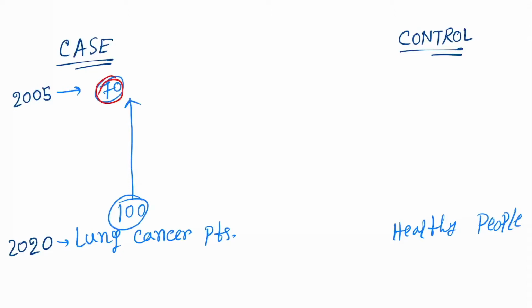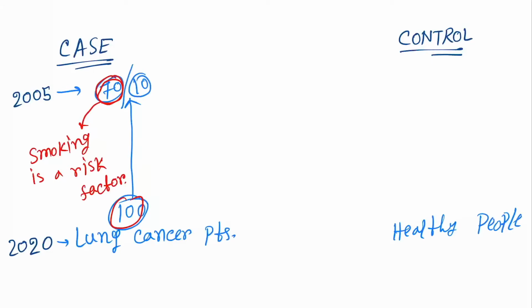So what we can say, if 70 were smokers, the majority is now suffering, so smoking is a risk factor, we can say. But if only 10 were smokers, then what we can say is that smoking is not a risk factor. Okay, so this is the case.